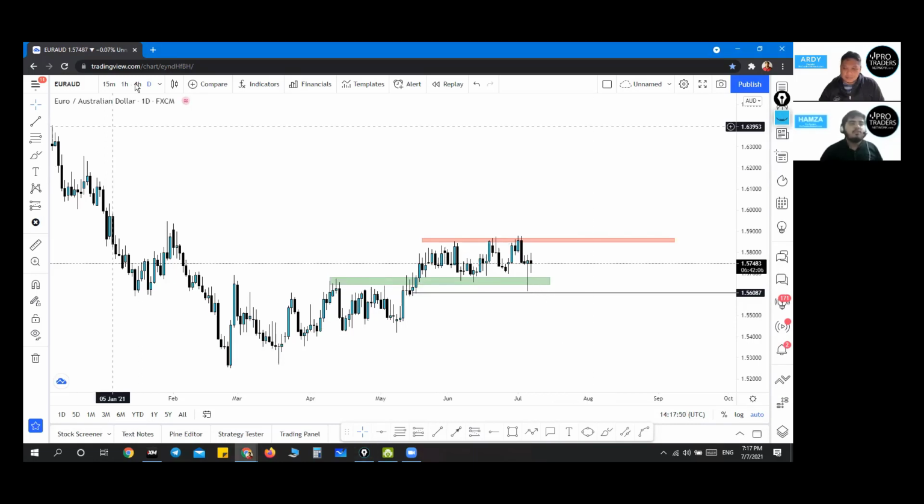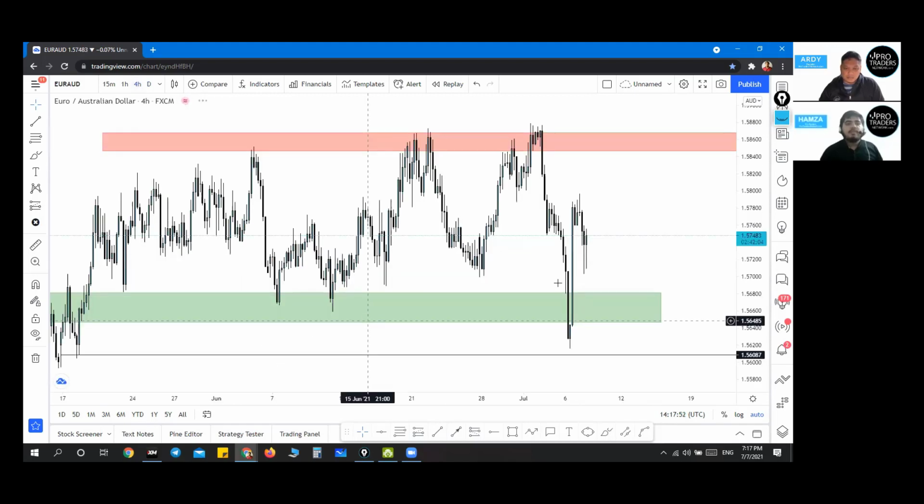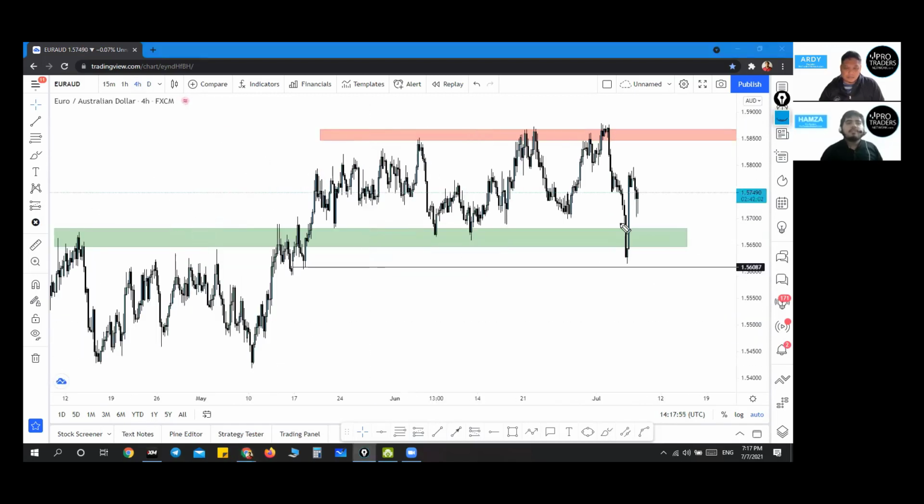If we go to the 4-hour chart, we can see that we made a fake breakout below this area. So the aggressive, immature traders who entered off this support without confirmation got stopped out. Then we closed back above this support area again. So I went to the 1-hour chart.